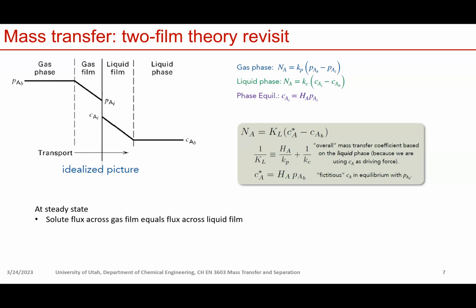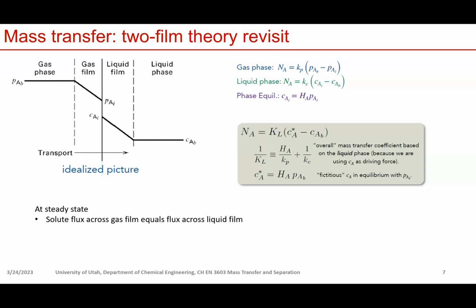And if we assume there's no reaction, and at steady state, the solute flux across the gas film will equal that across the liquid film, then we can write down these equations. The gas phase flux is proportional to the gas phase mass transfer coefficient and the driving force, that's the difference of partial pressure. Similarly for the liquid phase flux, and then we have phase equilibrium at the phase boundary, right? Then we have shown that you can combine these three equations and condense them into one equation in which the total flux equals a mass transfer coefficient times a total driving force. In this case, this mass transfer coefficient is a weighted coefficient that has information of the mass transfer resistance in the gas phase and the mass transfer resistance in the liquid phase, right?